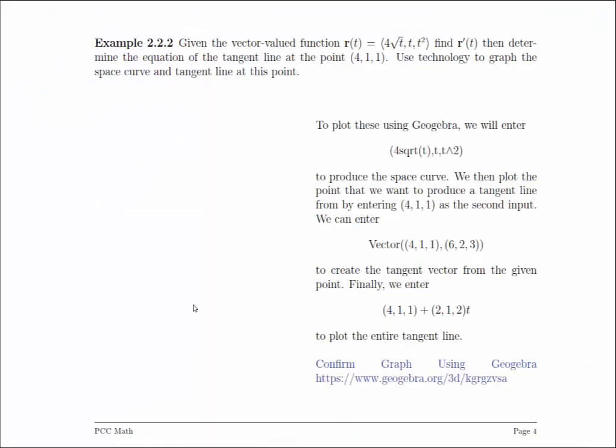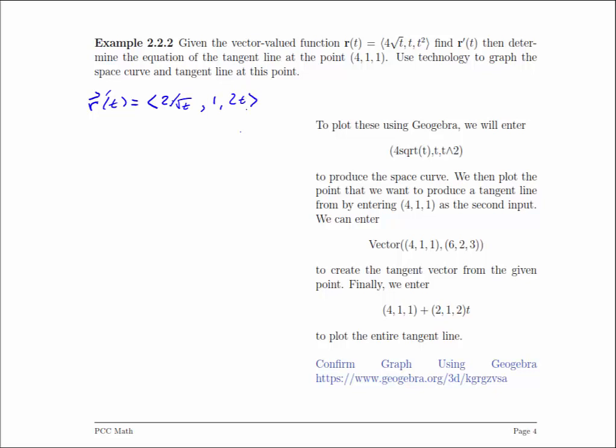So over here, I want now the derivative, and that's going to give us, if I take the derivative here, I get 1/2 times 4 is 2 times t to the negative 1/2, or 2 over the square root of t. And then derivative of t is 1. The derivative of t squared is 2t.